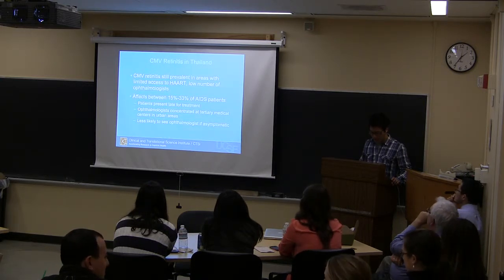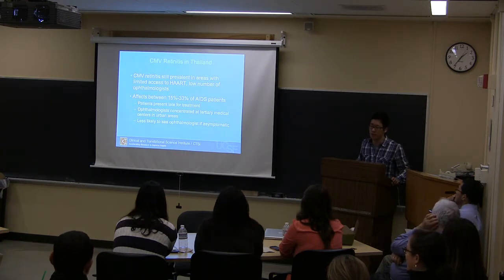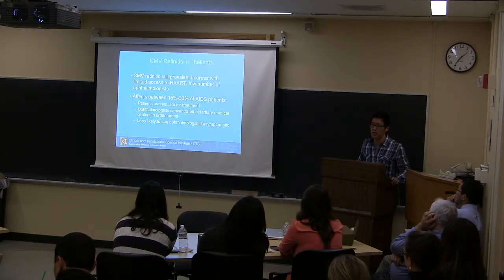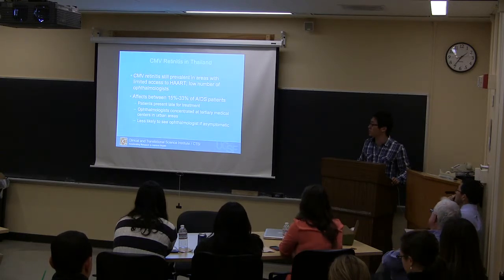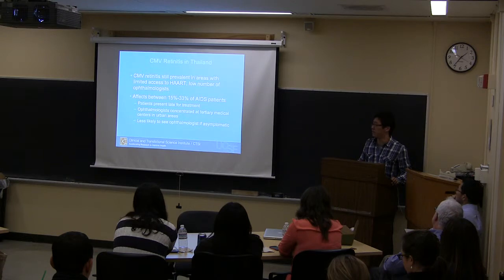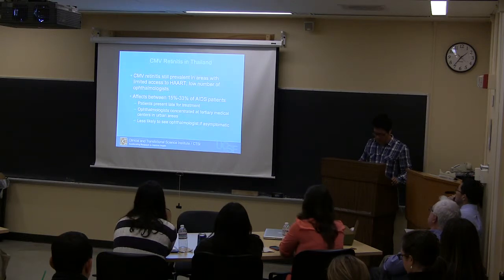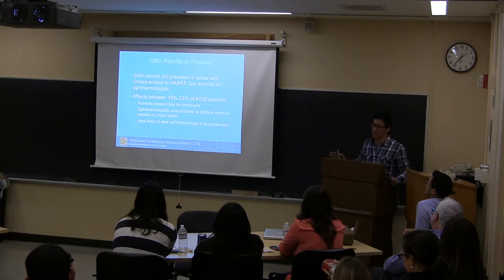Okay, so like I said before, even though it's not that common here in America, CMV retinitis is still very common in developing countries, especially countries that have a high burden of HIV, more access to HAART medications, and also have a low number of ophthalmologists, because it is a very specialized field, so a lot of countries don't have a high number of specialists who can diagnose this condition. And it's estimated that in Thailand, up to 15% of AIDS patients have CMV retinitis, and up to a third of patients in Southeast Asia may have CMV retinitis.